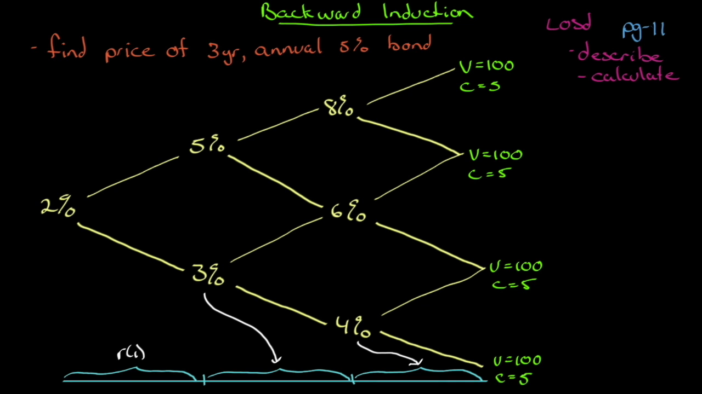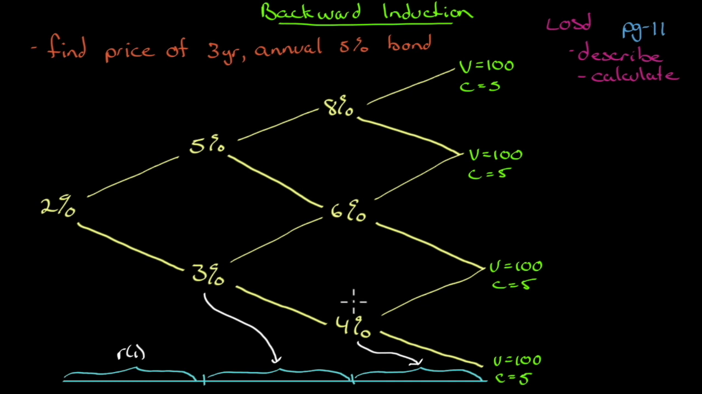Now we want to find the price of a 3-year annual 5% bond. Notice that this 2% here is our current spot rate. These two rates right here correspond to F11, our forward rate is somewhere in there. The 5% is 1 standard deviation above, the 3% is 1 standard deviation below. Then our F21 rates would be in here.